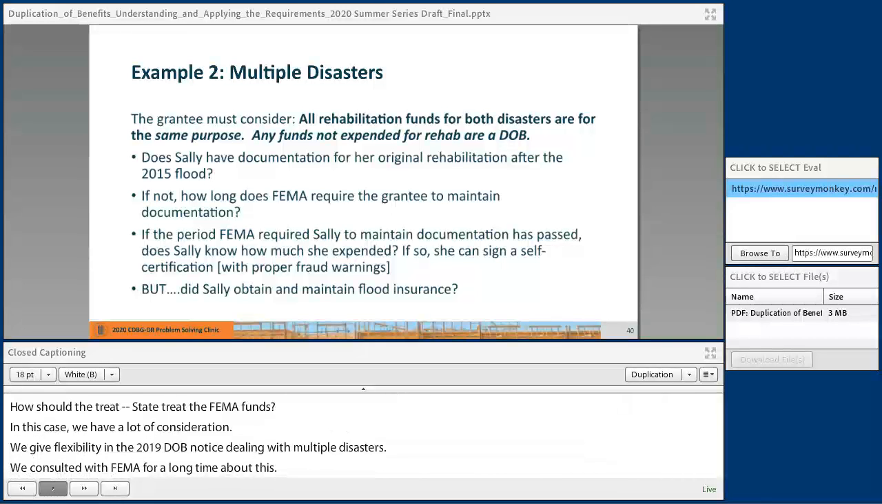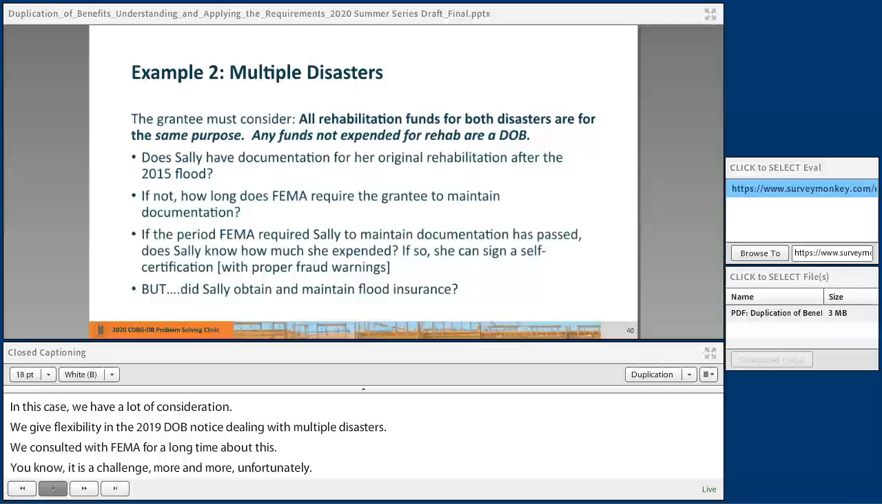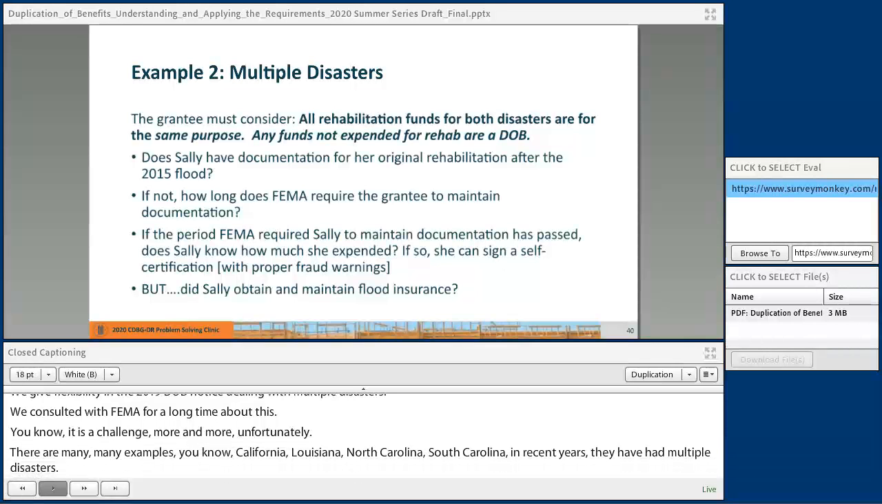And there are many, many examples, California, Louisiana, North Carolina, South Carolina, that in recent years have had multiple disasters. So here, just ask yourself a series of questions when you're planning for these types of scenarios. Can Sally document how she spent her 2015 FEMA funds? If so, great, you're in the best shape.